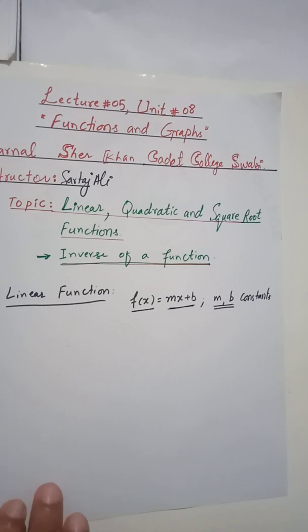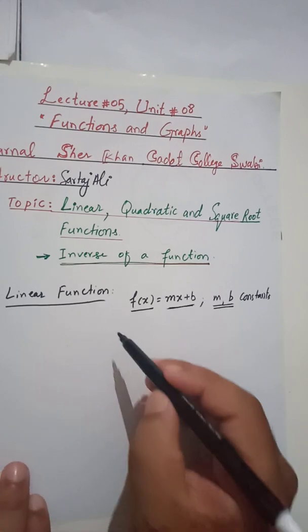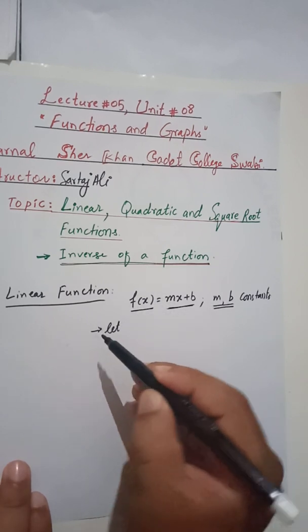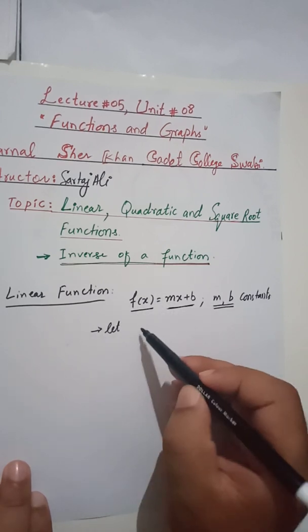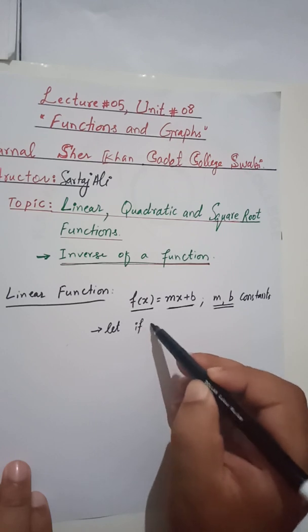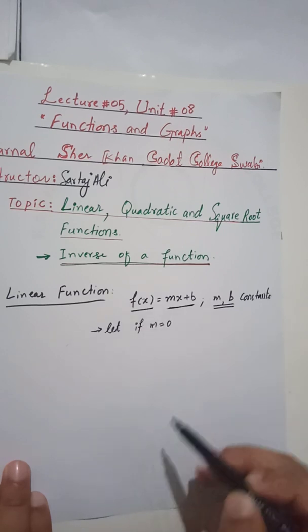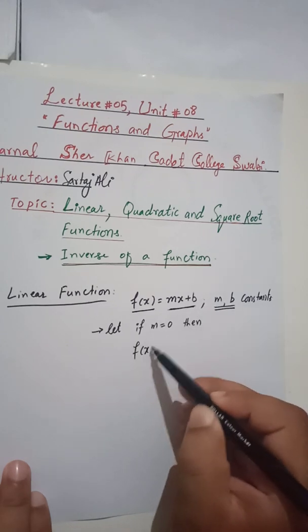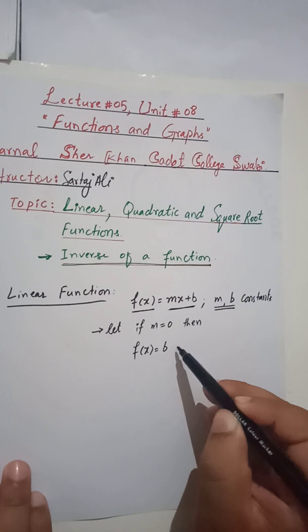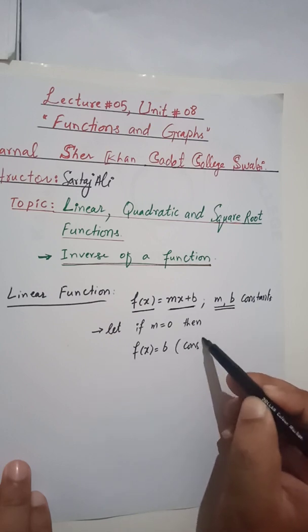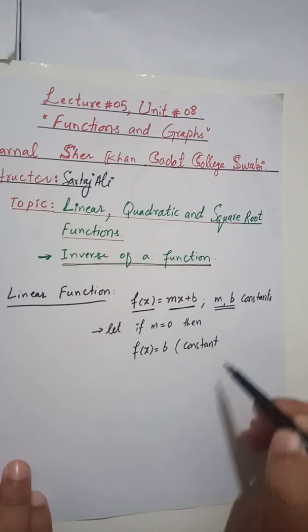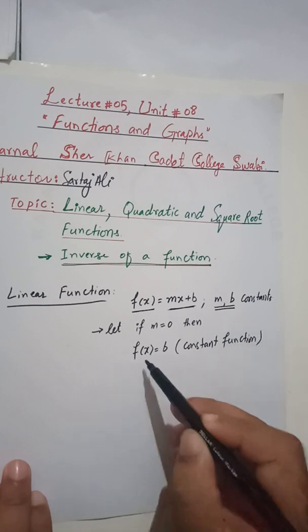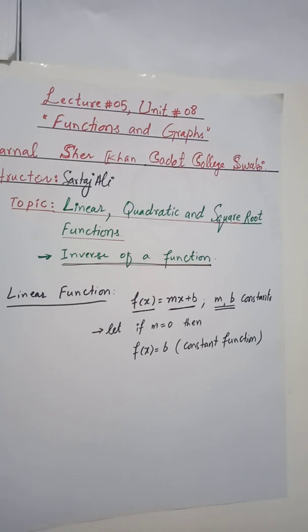Let's say this is a linear function. Now let m equal to 0, then this linear function will become f of x is equal to b. So this is a constant function. Whatever you plug in place of the argument x, you will always get b. So this is a constant function.